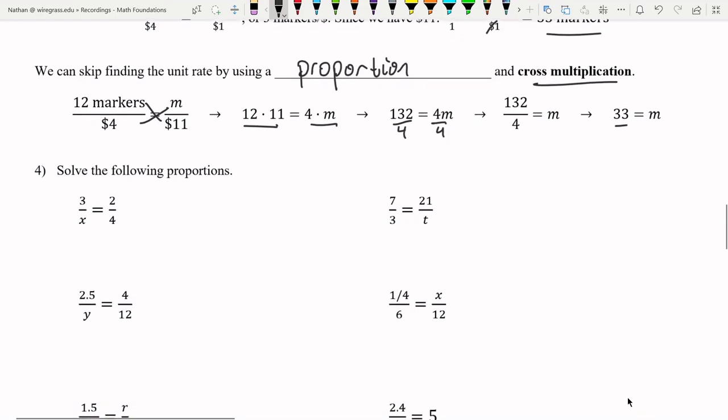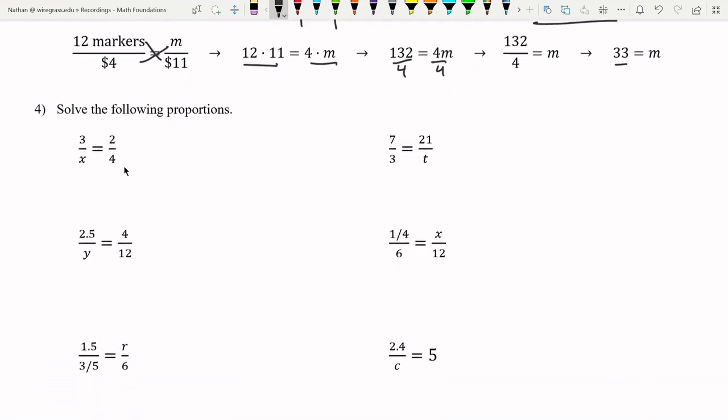Okay, so let's go ahead and solve some general proportions. Cross multiply. I'm going to go 3 times 4, x times 2. I can write it either as x times 2 or 2x. It's the same thing. I get 12 equals x times 2. And then I'm going to divide by 2. That gives me x equals 6.